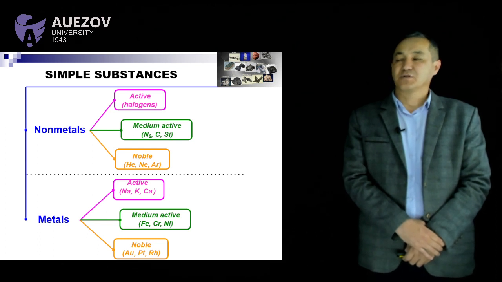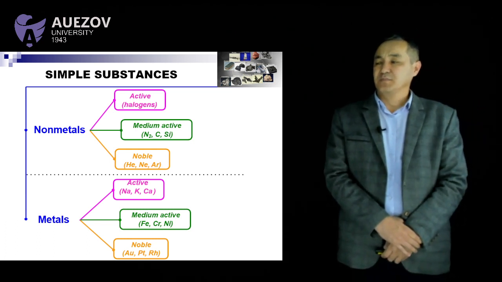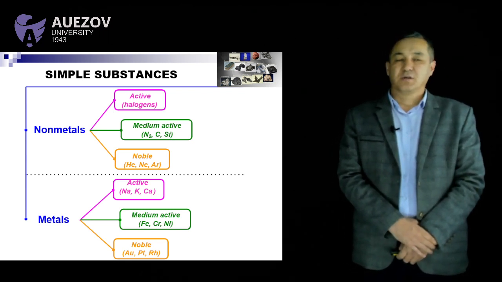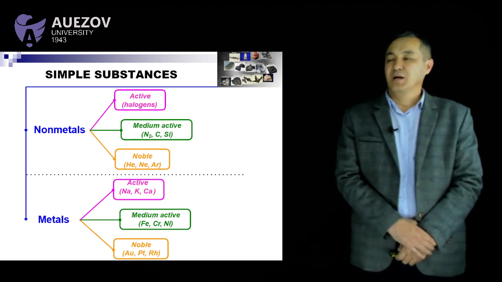Metals can be active, for example, sodium, potassium, and calcium. Medium active metals are iron, zinc, and nickel. Noble metals are gold, platinum, and radium.